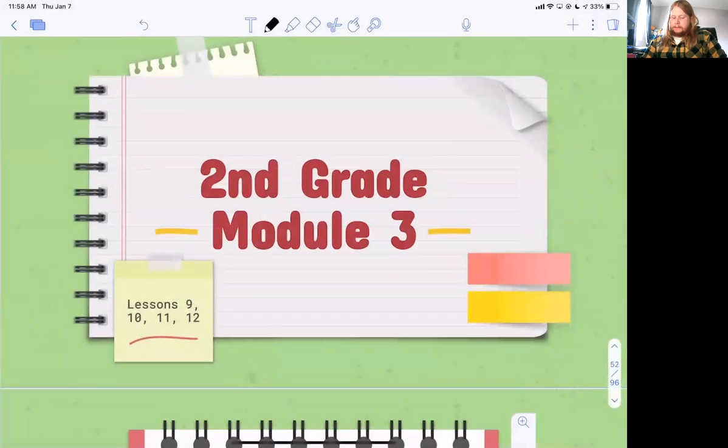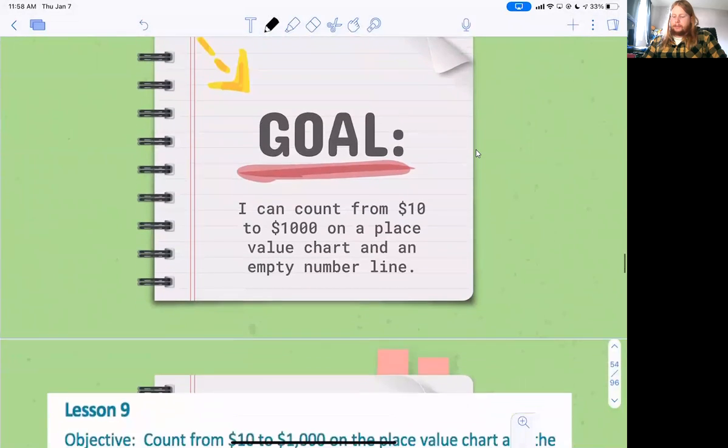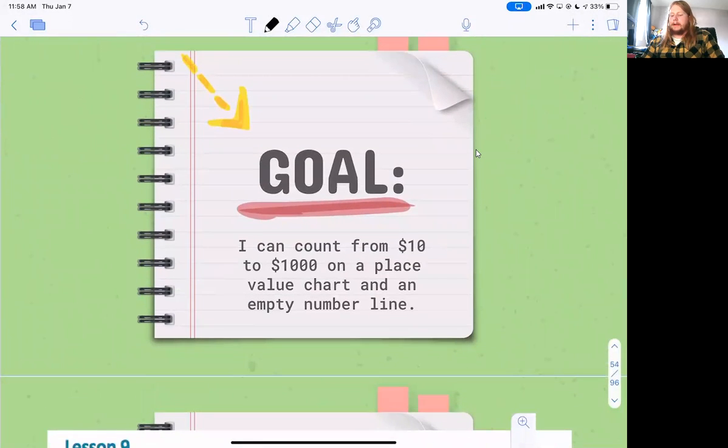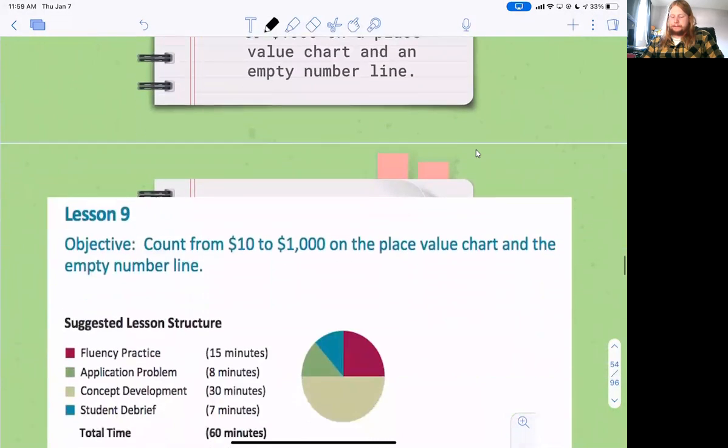All right, so our objective here is we're going to count from $10 to $1,000 using place value charts and an empty number line. So let's start off with some practice for a reminder of money.